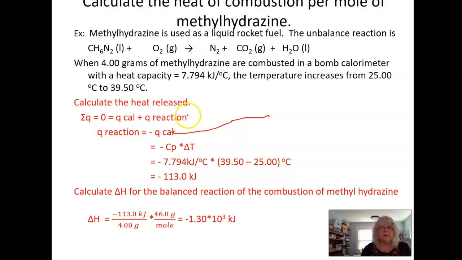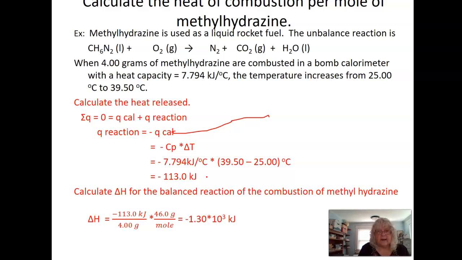In order to calculate the heat release, we're going to do the same kind of calculation we did before. We start by saying the sum of the Q's is equal to 0. But this time, the only two heats I have to keep track of are the calorimeter itself and the reaction. So Q of the reaction is equal to the minus Q of the calorimeter. I can replace the heat of the calorimeter with the heat capacity of the calorimeter times the change in temperature. I plugged in the heat capacity, multiplied by the change in temperature, and got minus 113 kilojoules. That's the actual heat released.